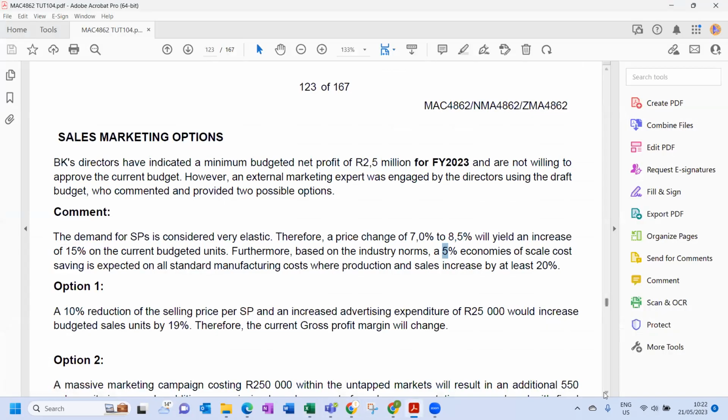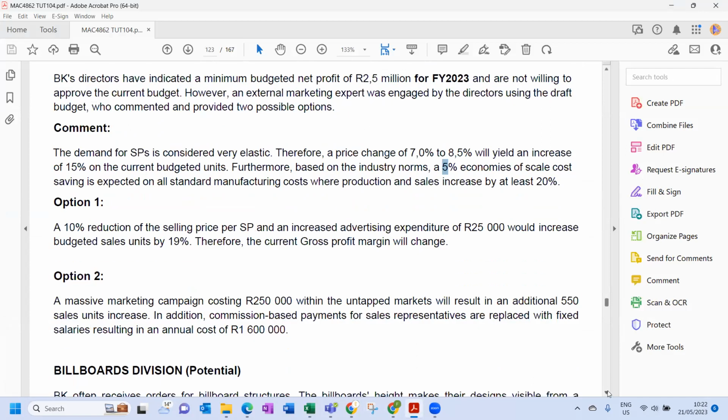So option number 2, let's have a look. If you have a massive marketing campaign, we will take 250. We took that into account. Then we have an untapped market, which will result in 550. We took that into account. In addition, we took this into account. Now remember, this 550 is for the untapped market. So we need to still have a look at these comments over here.